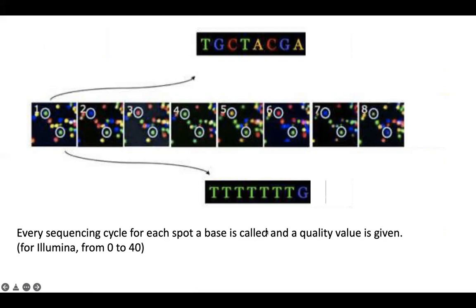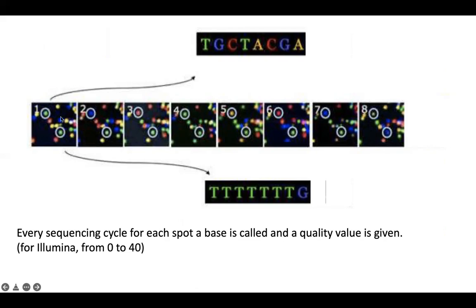And of course, as you can also see in this picture, some of the spots, like the ones that are circled, are really clear, they're nicely separated, they give a strong, clear signal. So there's no doubt whether this is green and this is blue and this is red. So the sequence is clear, so a lot of high quality.